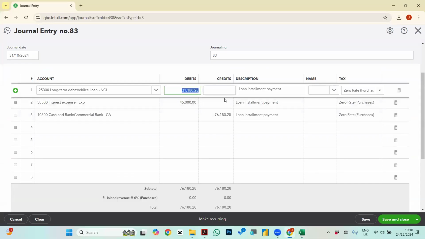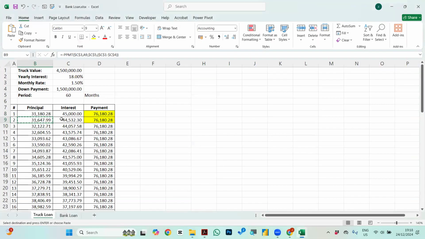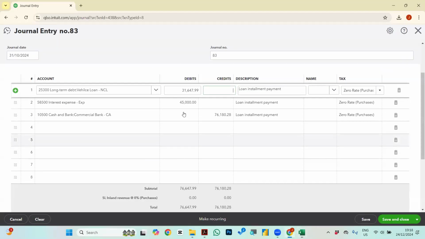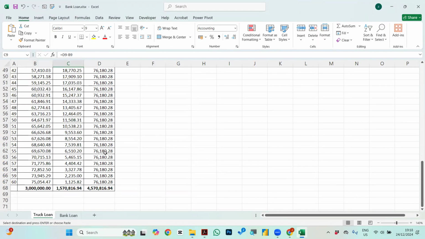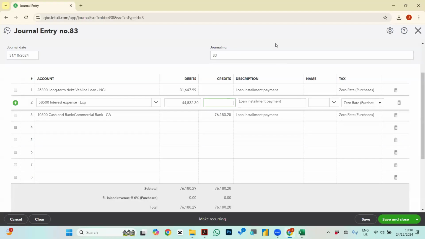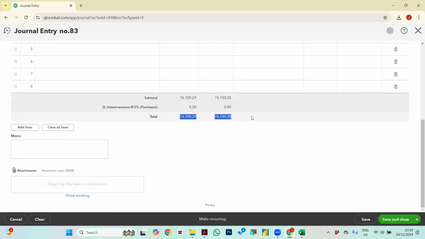This principal is going to be 31,647. The interest is going to be 44,532.3. So this loan amount will not change. It will be the same throughout the period. Okay. So in this case, our balances will be matching. I'm going to say save and close.